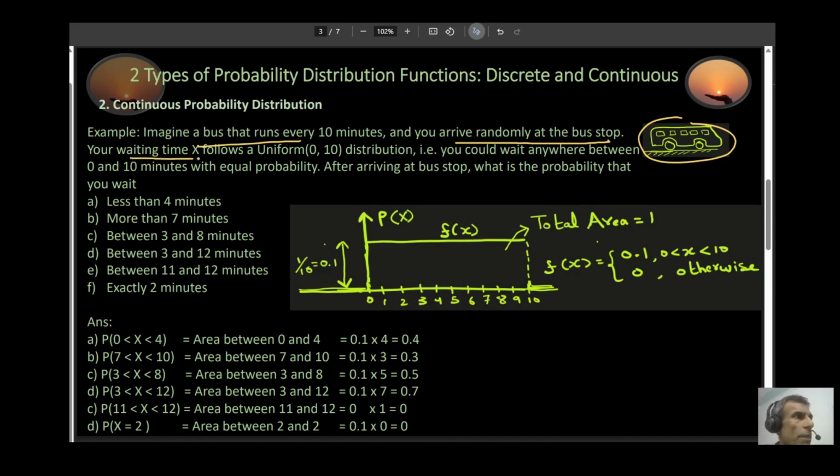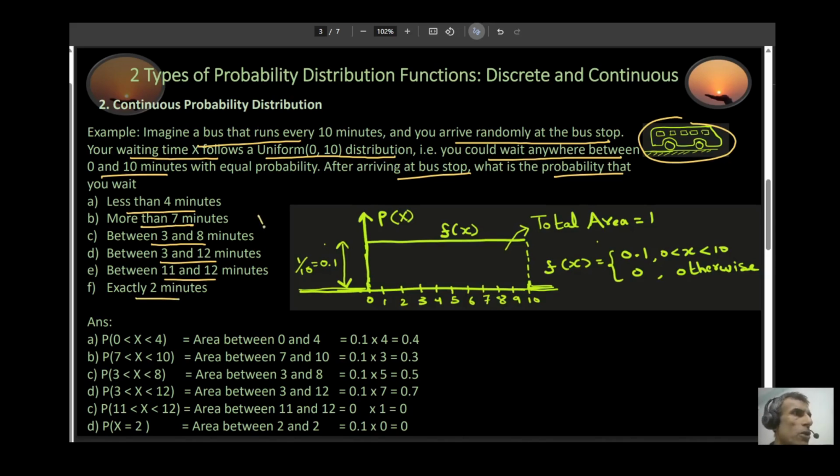So your waiting time X, let's say it follows a uniform 0 to 10 distribution. What it means is that you could be waiting for the bus anywhere between 0 to 10 minutes with equal probability. So after you arrive at a bus stop, what is the probability that you could be waiting less than 4 minutes, or more than 7 minutes, or between 3 and 8 minutes, between 3 and 12, between 11 and 12, and exactly 2 minutes for the bus?